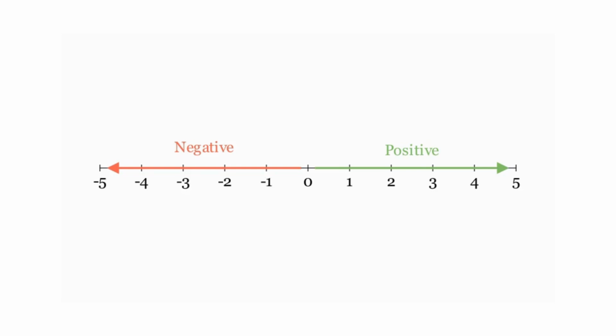Logically, the number 0 is neither positive nor negative. It sits in the center of the number line. We move right for positive steps and left for negative steps.